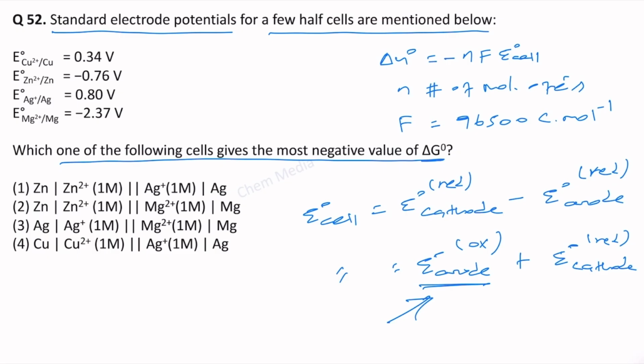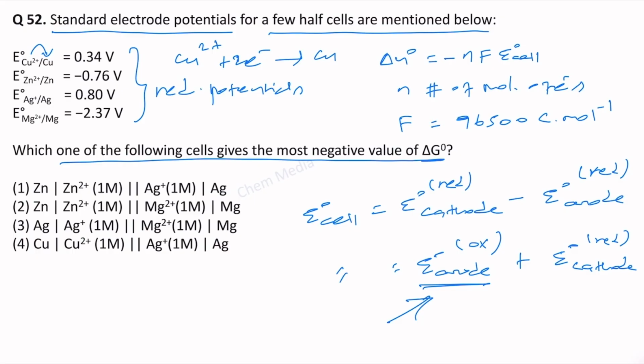Now, let us just verify whether they are reduction potentials or not. Cu2 plus is becoming Cu. When will Cu2 plus become Cu? If it gains 2 electrons, then it can become Cu. That means reduction. Likewise, whatever values are given here, they are all reduction potentials, isn't it?